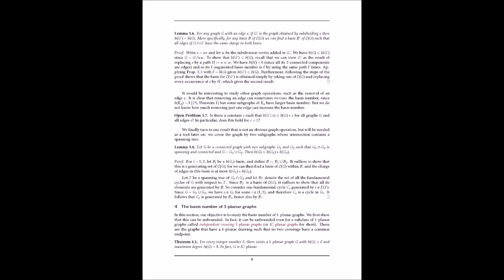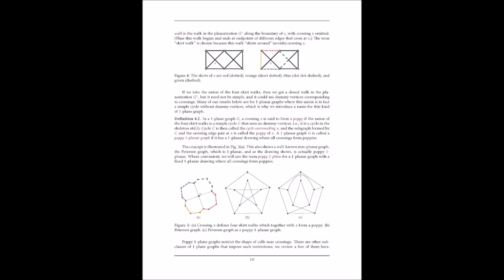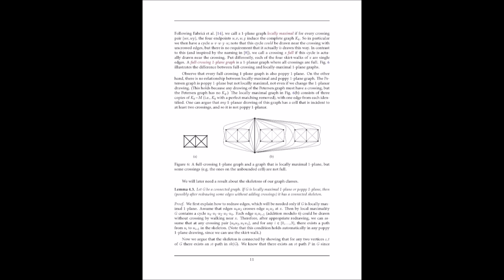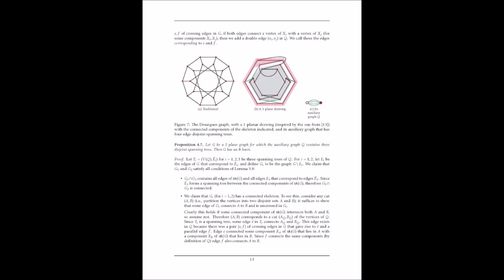Hold on, rewind a bit. What are skirt walks again? The skirt walks are the paths in the skeleton that skirt around a crossing point, connecting the endpoints of the crossed edges. So for each crossing, there are 4 skirt walks, one for each segment of the cycle surrounding that crossing. Got it. And what does it mean for these skirt walks to have a balanced orientation? Similar to the balanced orientation we discussed earlier for the cycles surrounding crossings, we want to orient the edges of the skeleton so that for each crossing, 2 of the 4 skirt walks are oriented clockwise, and 2 are oriented counterclockwise. So we're essentially trying to balance the directional flow of those skirt walks around each crossing point.